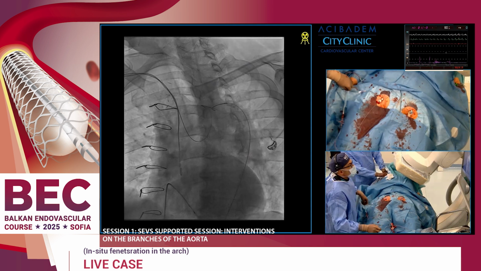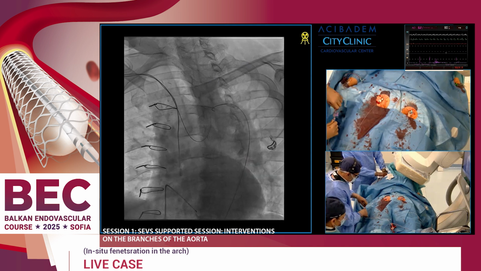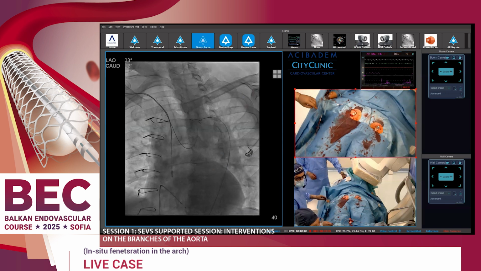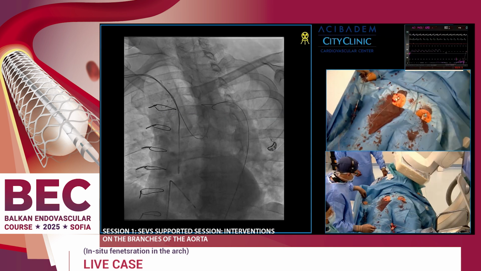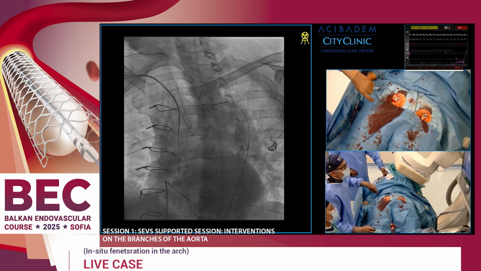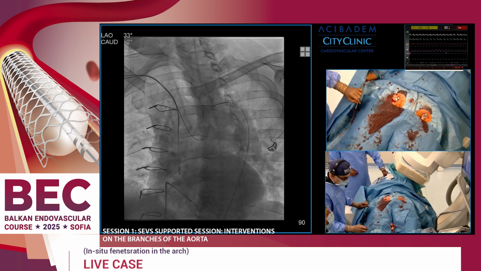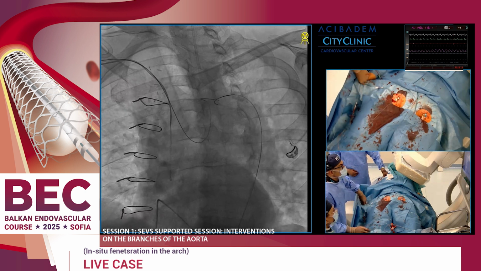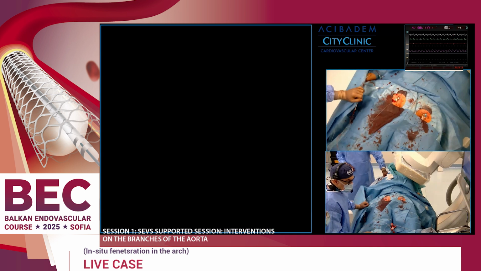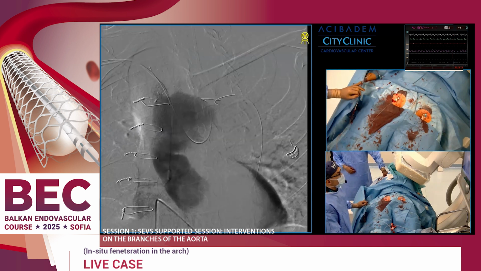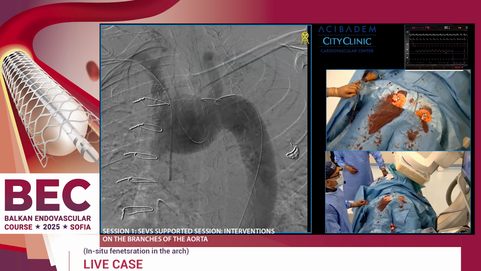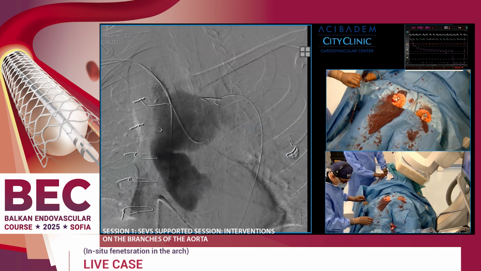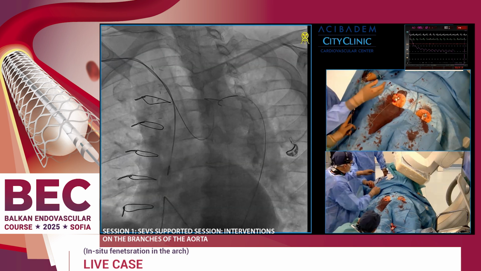I will try to make an initial angio in order for everybody to see what the situation is. Let it be 20 by 10. Okay, increasing slightly the volume of injection. Okay, more or less it's not bad. So this will be the first injection, angiography. Probably you can see the aneurysm just in the middle of the arch, quite big.